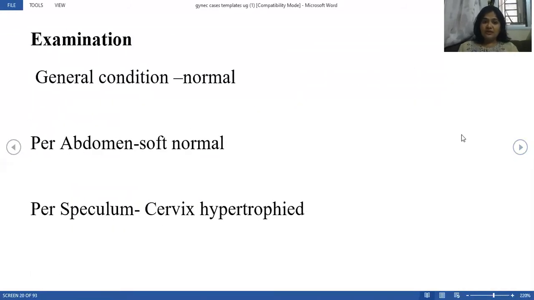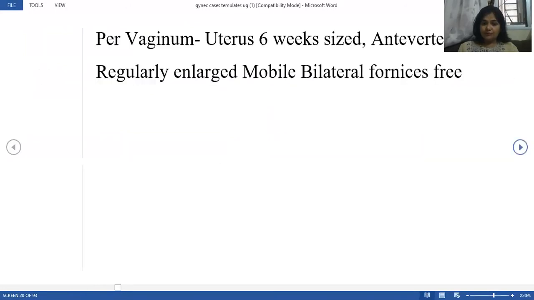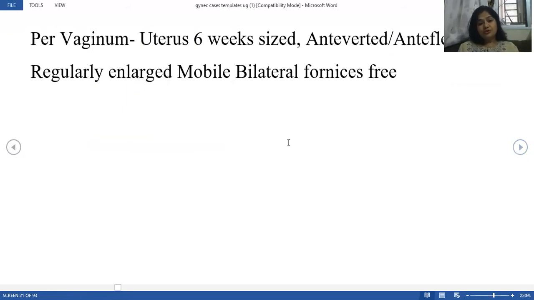So on general examination, the findings are normal. On per abdomen examination, the abdomen is soft, and speculum examination reveals that the cervix is hypertrophied. See now the findings of the uterus. The uterus is enlarged. It is around 6 weeks size of gravid uterus. Always we compare a gynec uterus with that of the enlarged uterus during pregnancy to imagine the size of how much increase it has undergone. So it is anteverted, anteflexed, regularly enlarged, mobile, and bilateral fornices are free.